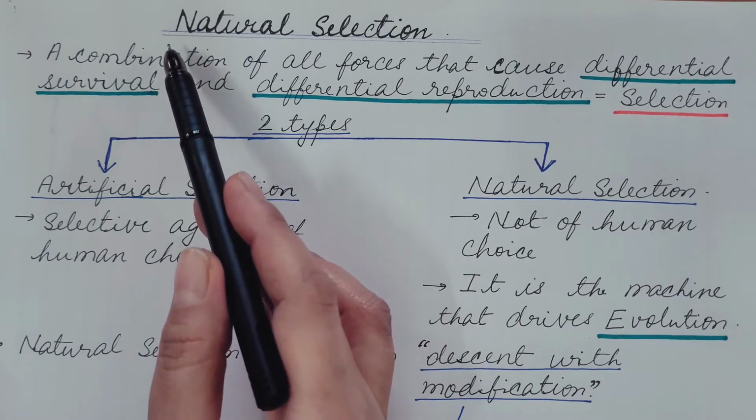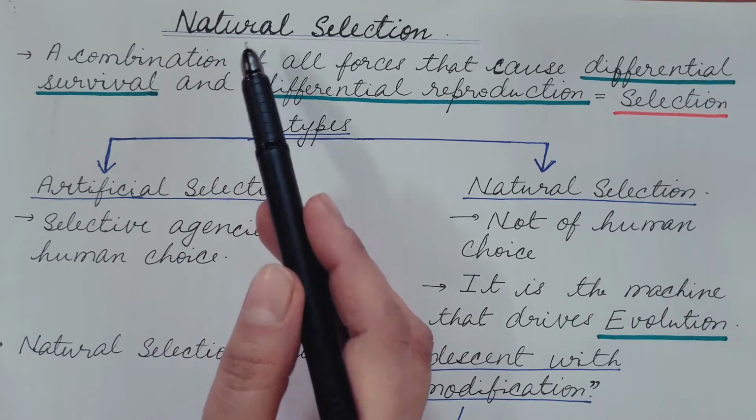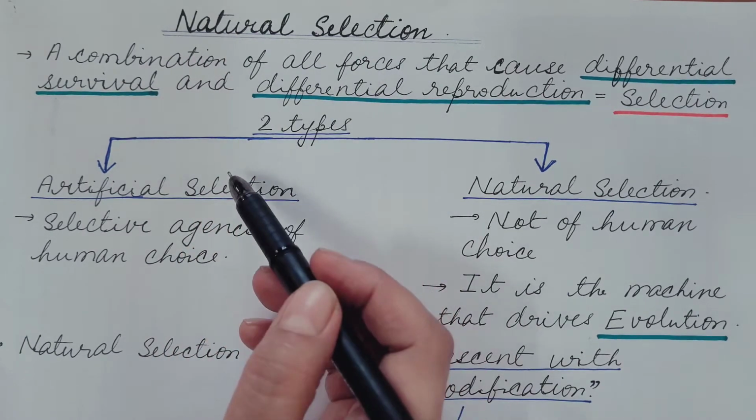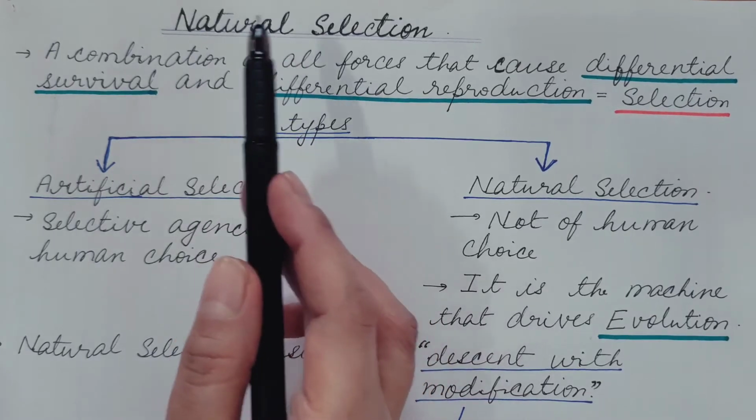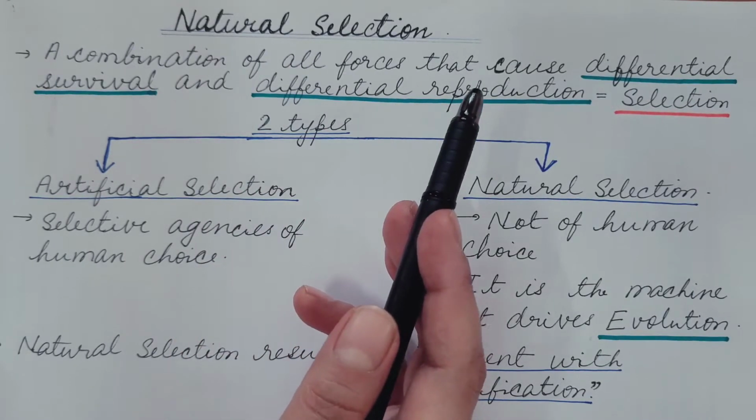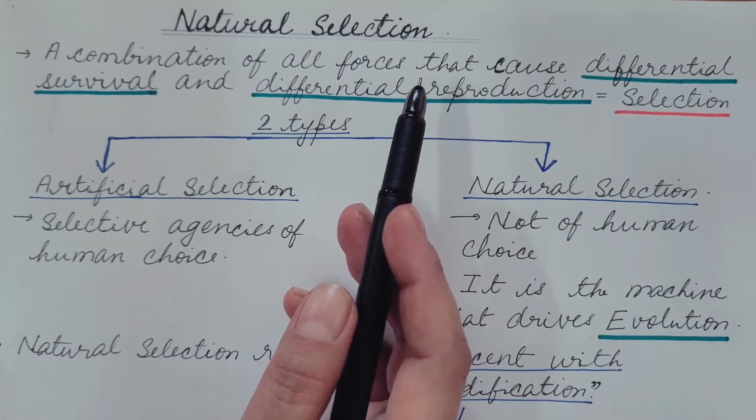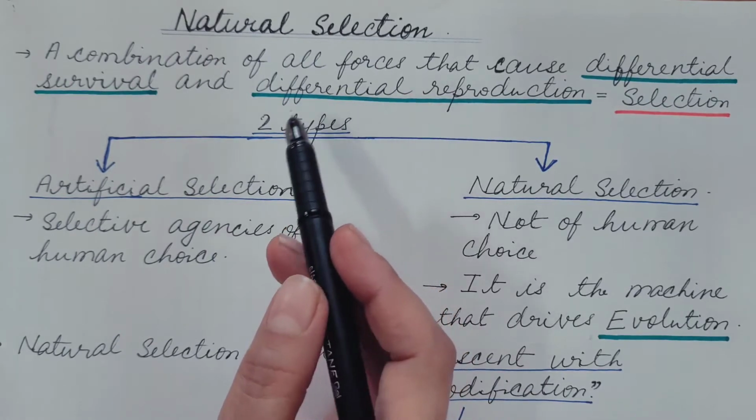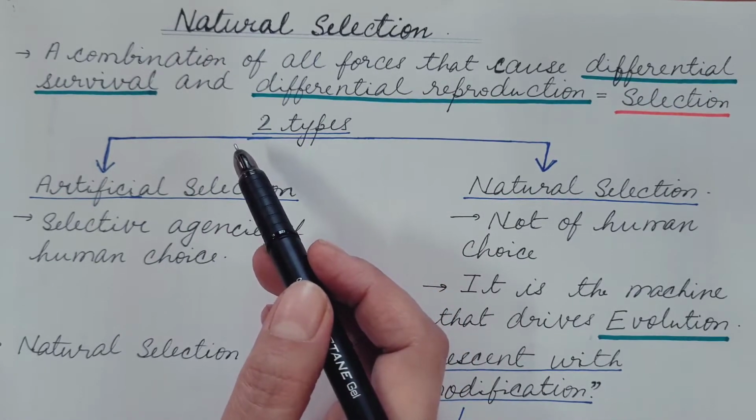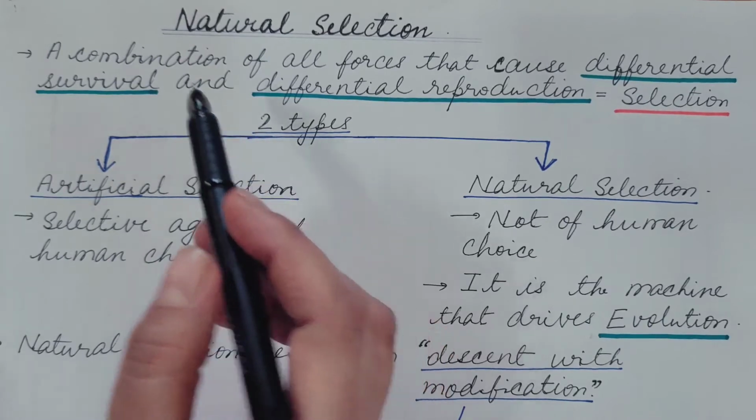Hello friends, today we are going to discuss natural selection, one of the important bases of Neo Darwinism. We have already discussed Neo Darwinism. You can refer to my video, the link is given in the description box.